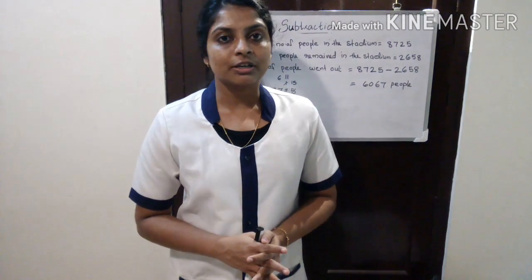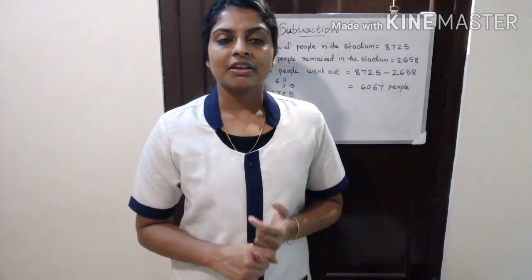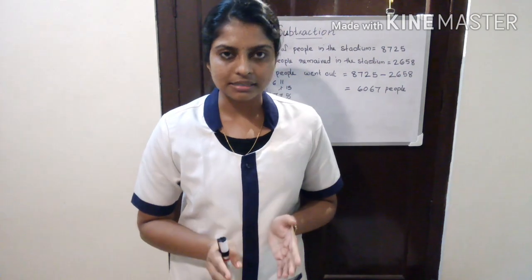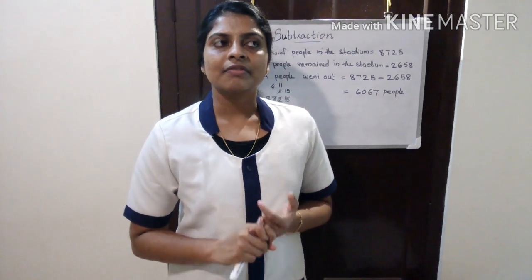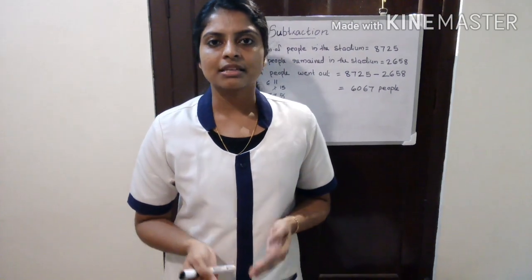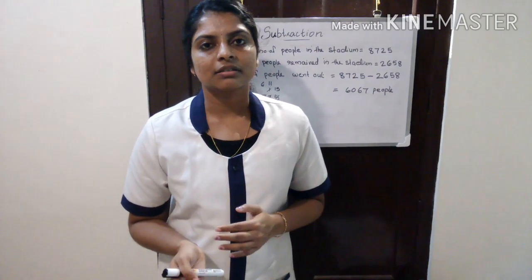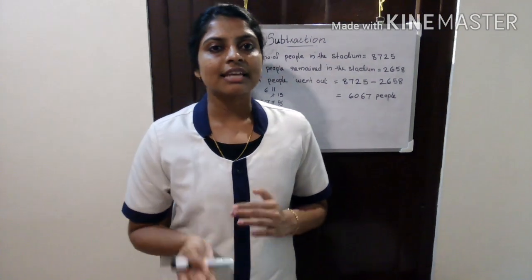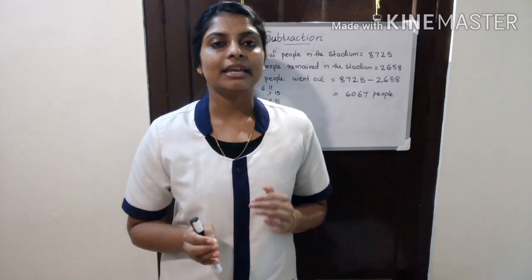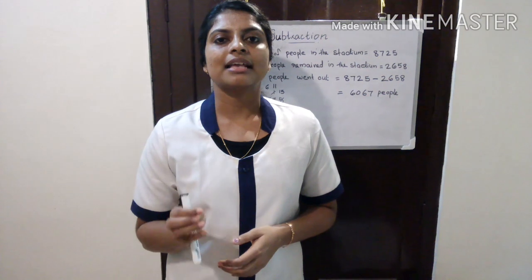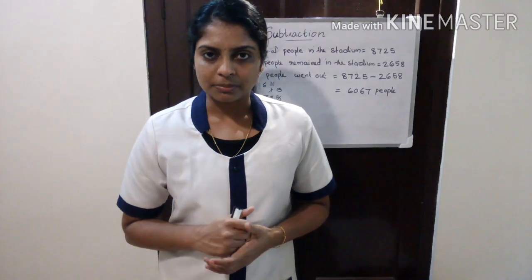The next is properties. The first property is when we subtract 0 from any number, we get that number itself. The second property is when we subtract a number from itself, that is a number minus the same number, the answer is 0. In addition, we can change the order of the digits, but in subtraction, we cannot change the order. We only subtract a smaller number from a larger number.